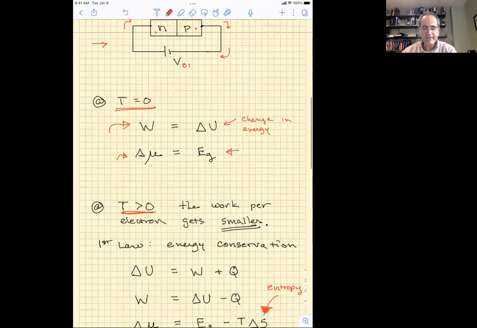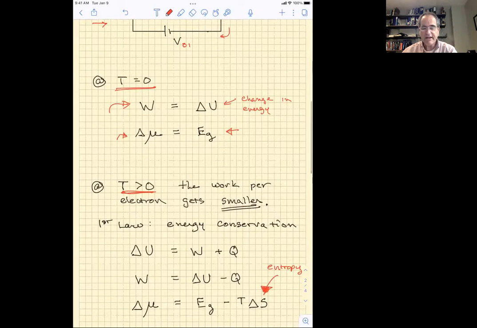And the reason for this is that at finite temperatures, we don't have to supply all the energy with the battery. Some of the energy can come in as heat from the environment, okay? Thermodynamics tells us that the work required per electron should be equal to the change in energy, which is the energy gap, minus this term here, T delta S, which is the amount of heat per electron-hole pair that comes in from the environment, okay?